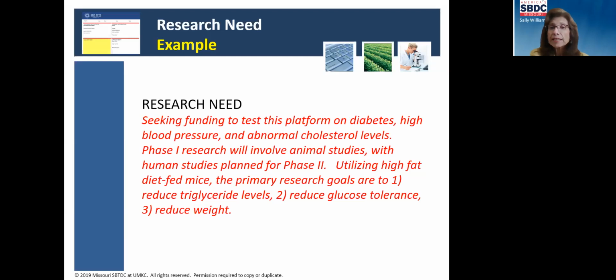They're seeking the funding to test the platform on diabetes, high blood pressure, and abnormal cholesterol levels, okay? They're going to do some animal studies, and they're not going to do any human studies until phase 2, okay? And what they're going to do the animal studies on is high-fat diet-fed mice, okay? And their research goals are to show reduction in triglyceride levels, glucose tolerance, and reduce weight in those mice, okay? That's how they're going to prove their concept.